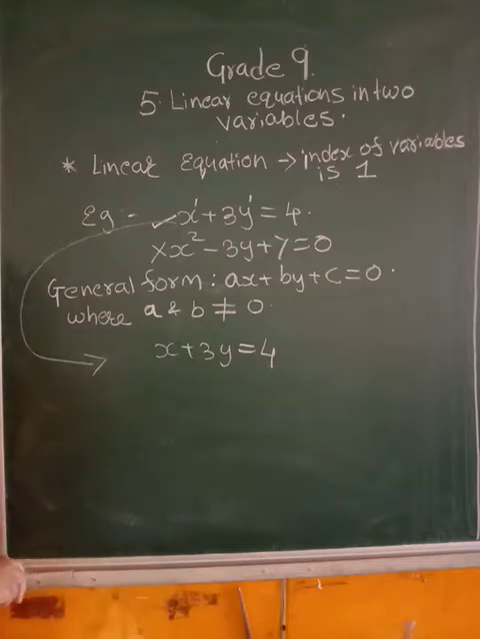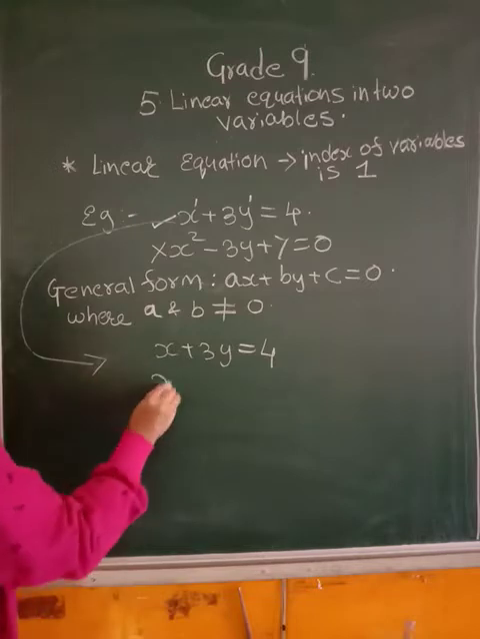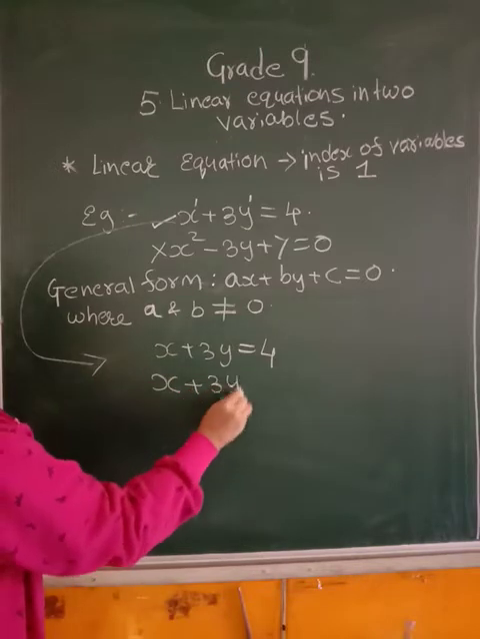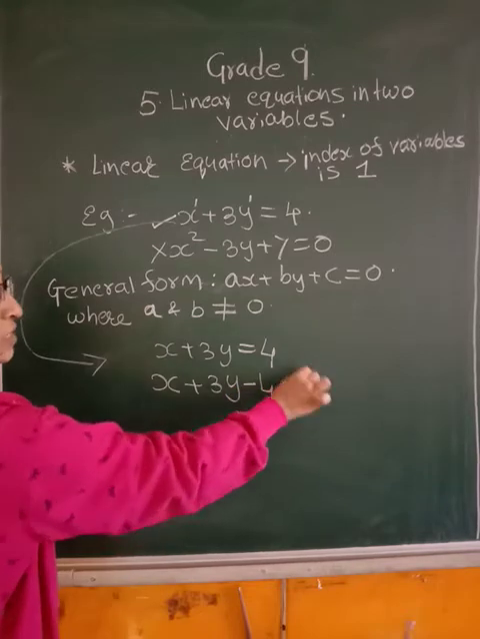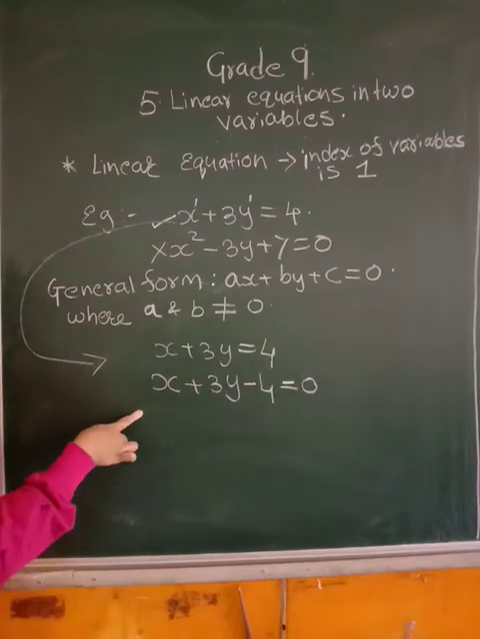Many times a question is asked in the exam: convert the given equation or write the equation in general form or standard form. It is also called standard form. So how to write? It is x plus 3y, and 4 is shifted over, it will become minus 4, which is equal to 0. This is the standard form or general form.